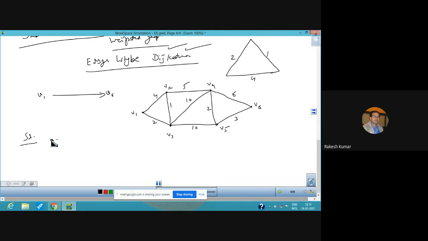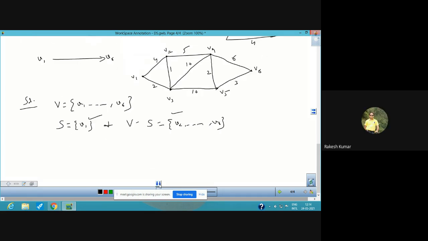Let us solve this. Here, the capital V set contains V1 to V6 vertices. You will create a new set S, with the starting vertex V1, and from the V minus S set we remove V1, so V2 to V6 remain. Now as we go through the steps of the algorithm, vertices will increase in the S set, and vertices will decrease in V minus S, they will be removed one by one. Now we need to calculate L of U.